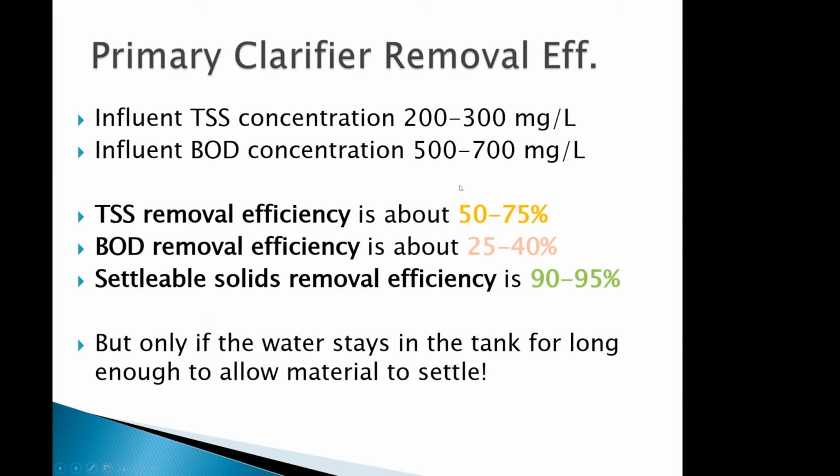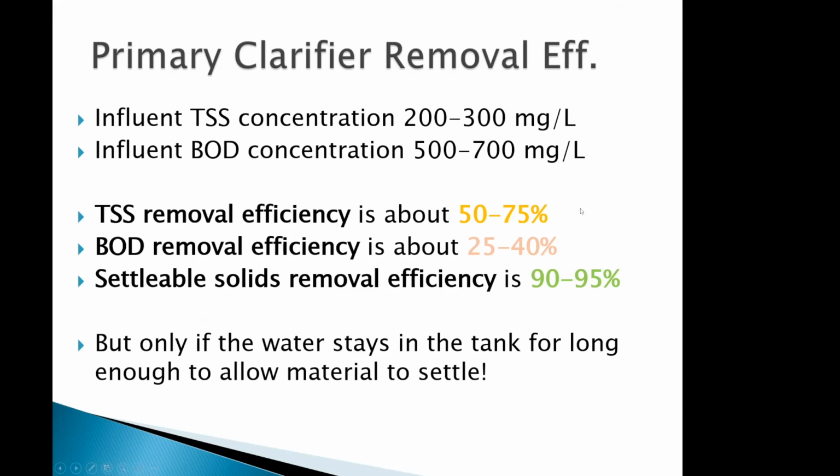So we might see 200 to 300 milligrams per liter of total suspended solids coming into the plant. Depending on your area, these numbers are a little high, but we might see upwards of 500 to 700 milligrams per liter of BOD in certain situations. And again, this is a repeat of what we saw in the prior slide. We're looking at about a 50 to 75% removal of suspended solids, a 25 to 40% removal of BOD. And those settleable solids, we're going to remove almost all of them, 90 to 95%.